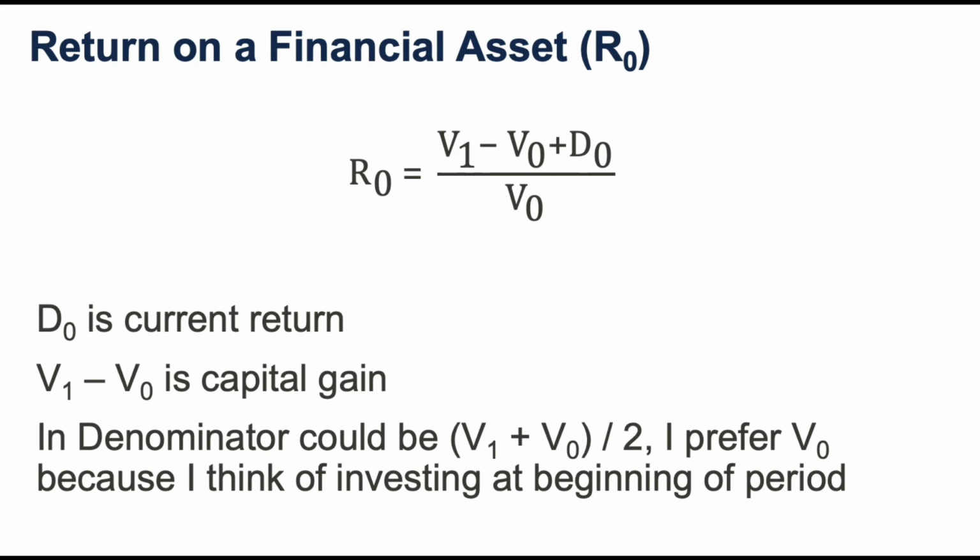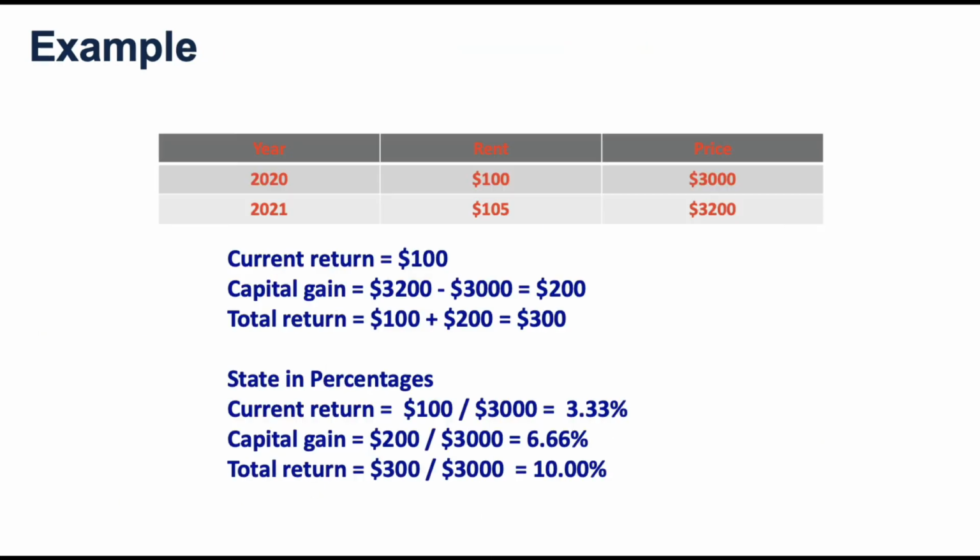This gives the percent value of that asset, and note in the denominator, some people will list the average value during the period. I prefer the value at the beginning. It makes calculations and implementation a little bit easier, in my opinion, and that's the way we will do it for this semester. Here's an example of 2 years, and we're going to calculate the return for 2020.